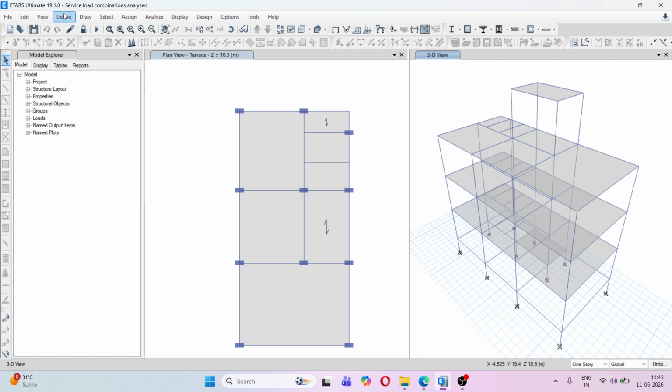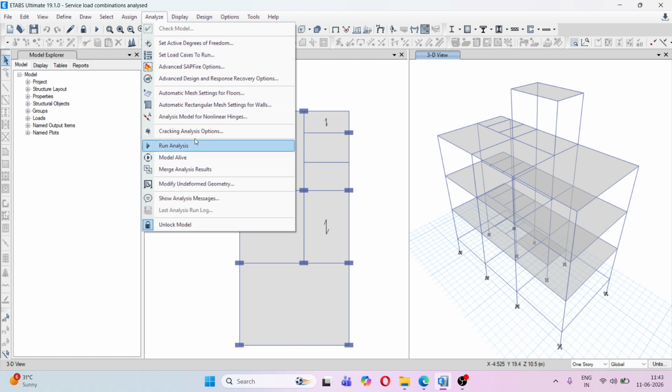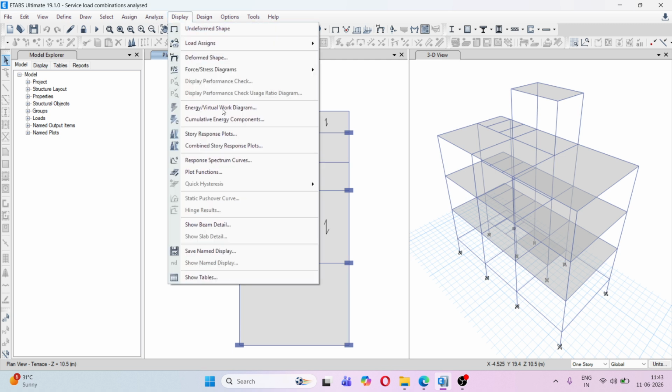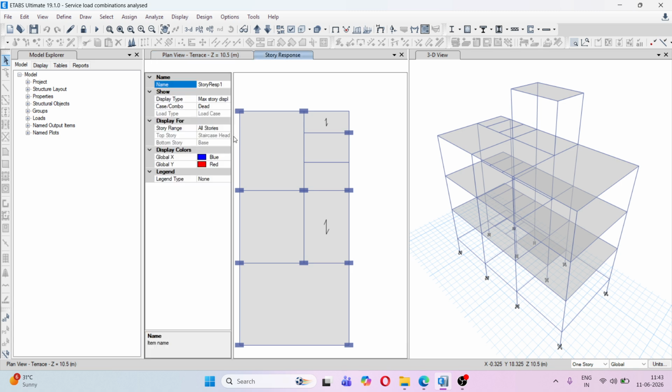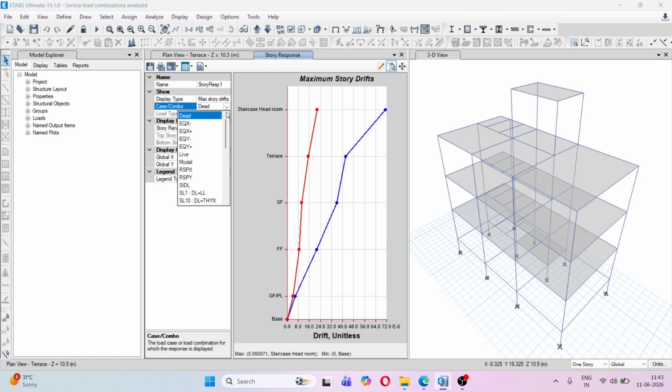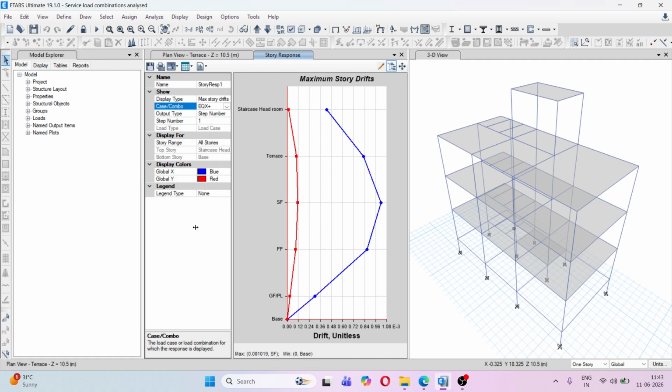So I have defined all the load combinations, and you have to analyze the structure. Go to analyze and run analyze. Okay, I have already run the model. So go to display and Storey response plot. Here we will select the type as max Storey drift, and there are multiple seismic cases methods I have used. I will select EQX plus.